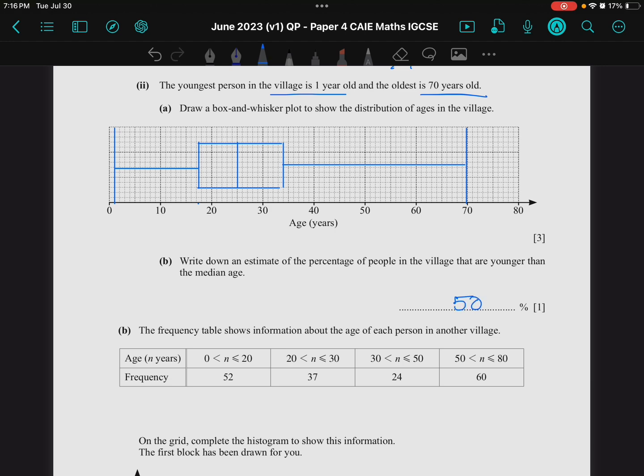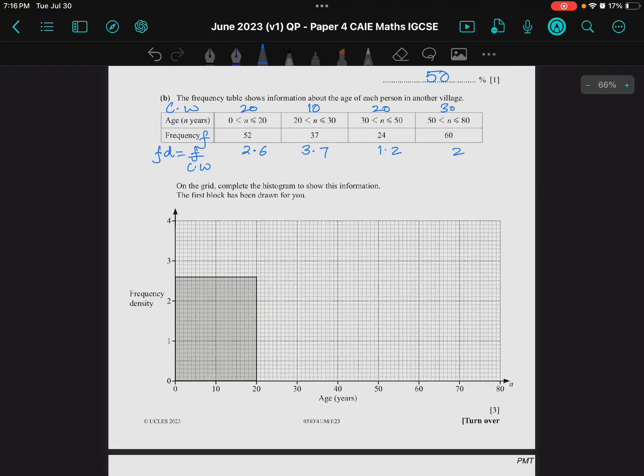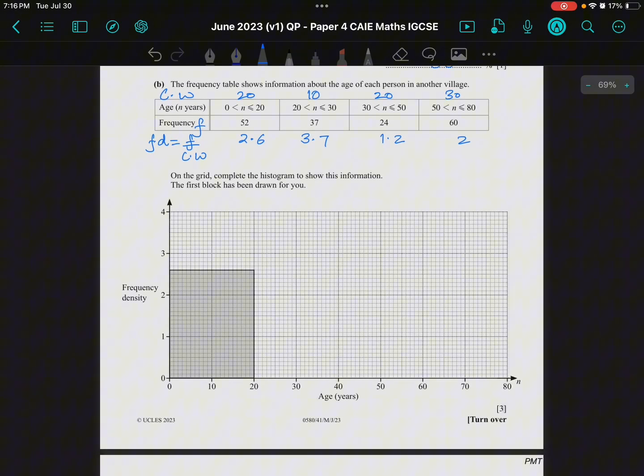Now the frequency table shows the information about the age of each person in another village. So you have to complete this grid, part B of this question. First of all, find the class width. 20 minus 0 is 20, 30 minus 20 is 10, 50 minus 30 is 20, and again 80 minus 50 is 30. This is the frequency. What is frequency density? Frequency density is frequency divided by class width. When you divide these values, you will get 2.6, 3.7, 1.2 and 2.